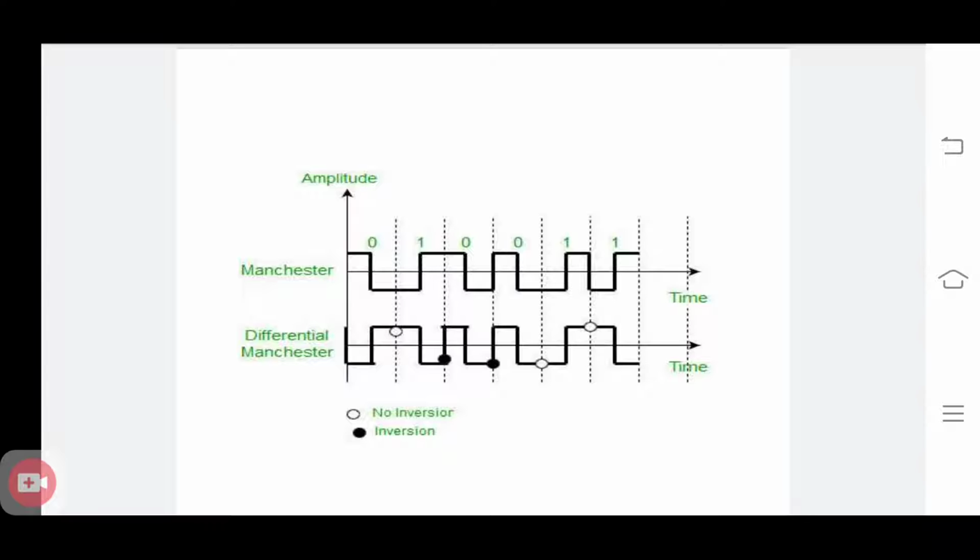You can see in the figure we have digital data 0, 1, 0, 0, 1, 1. 0 is from high to low. Then from low to high it is 1. Then from high to low it is 0. Again we have a 0 at the fourth bit, so we have a transition from high to low. We are moving along the y-axis, then from high to low we represent that 0. That is Manchester.